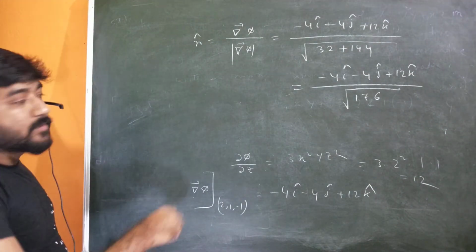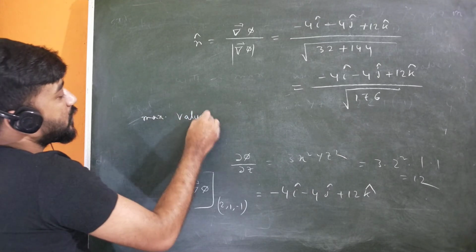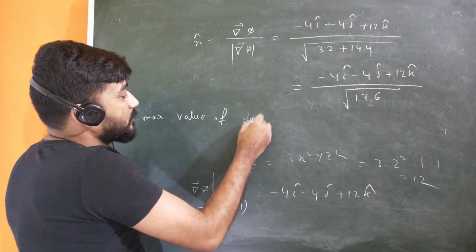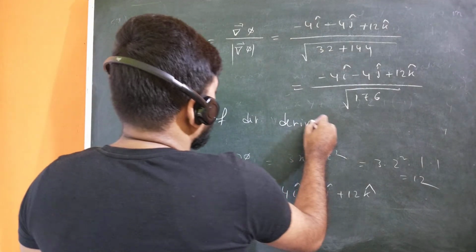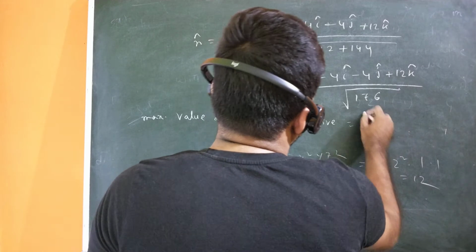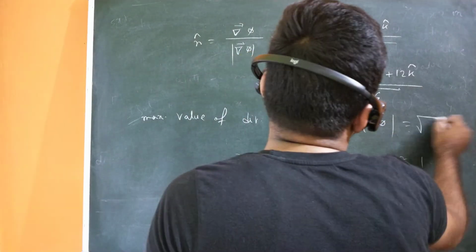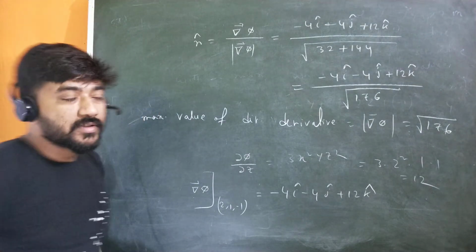And what is the maximum value? The maximum value of directional derivative is also mod grad phi. You know, the maximum value of directional derivative is equal to mod grad phi, and that is obviously root 176, according to this calculation.